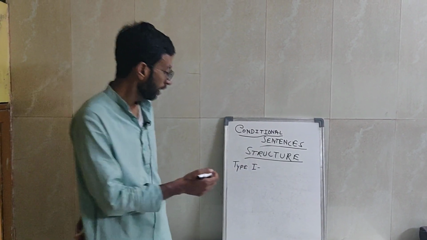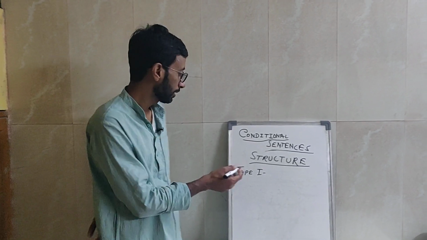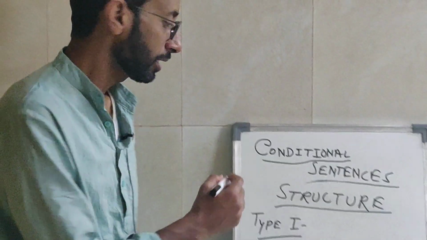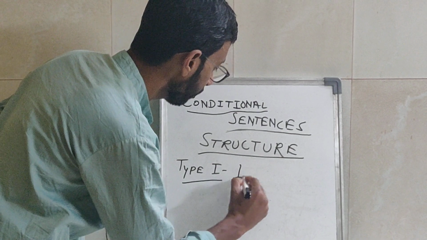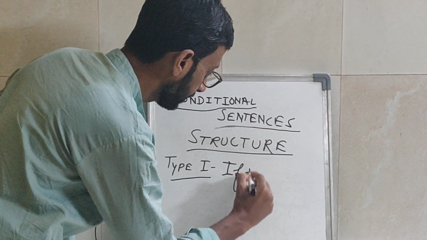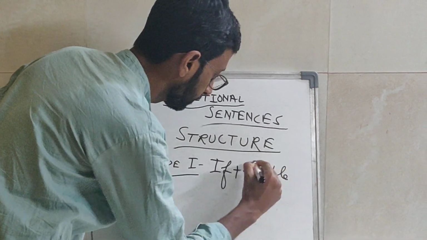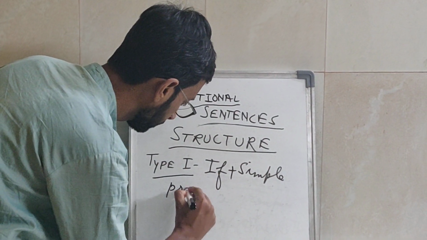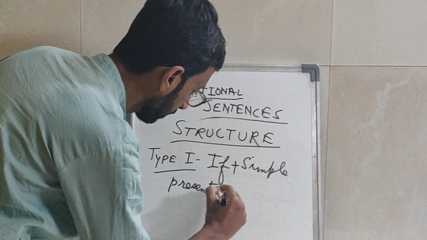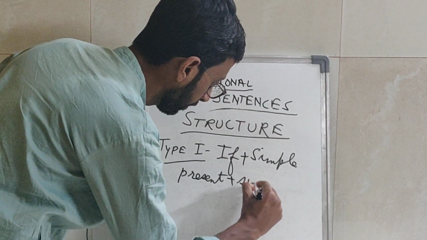So first of all, let us talk about the type first conditional sentence. Its structure is very simply: if plus simple present plus simple future.